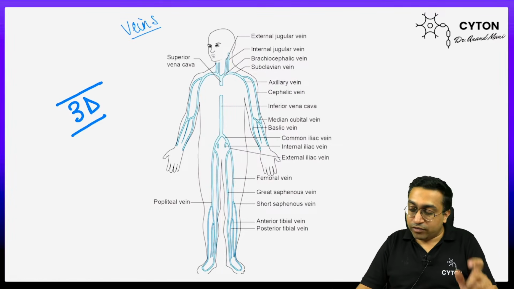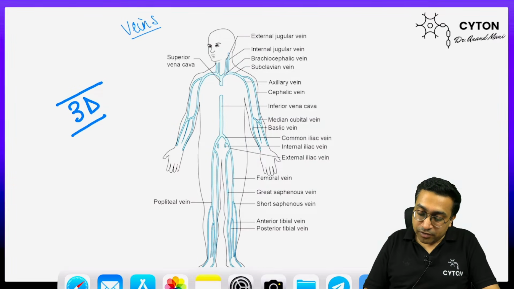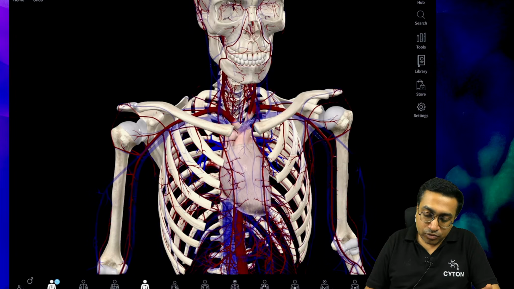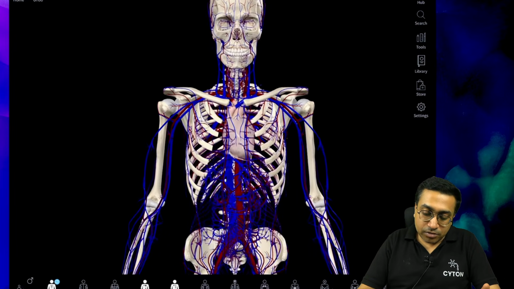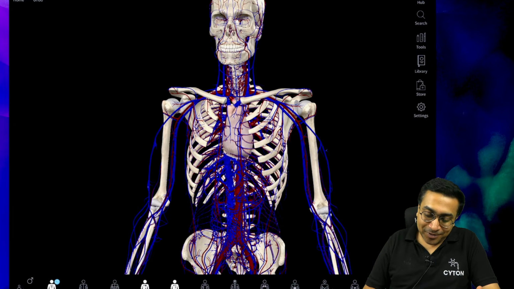Next we come on to the veins. Now veins become very easy for us because we have already discussed the arteries. Many similar names you will find. So if I just bring up the veins, what do you think? I should remove the arteries, right? Otherwise you will not be able to understand.